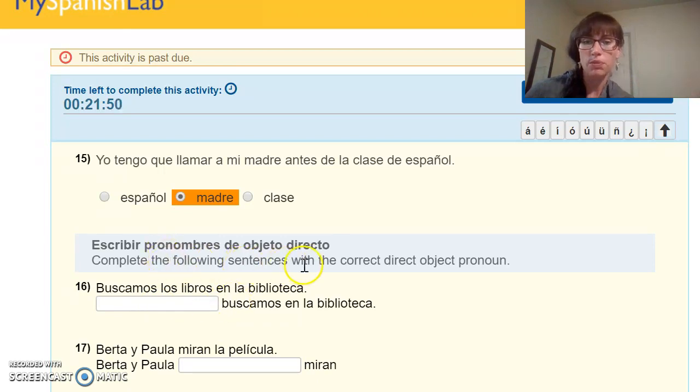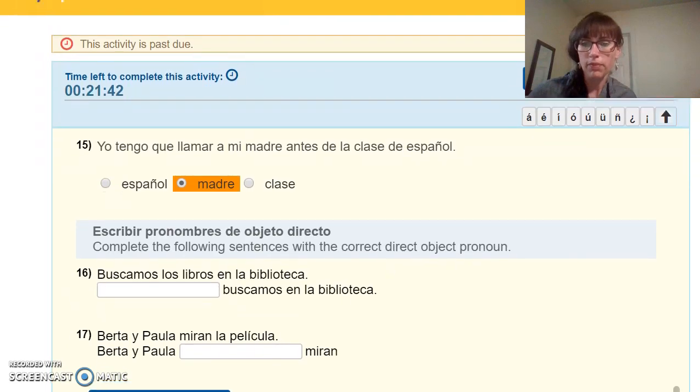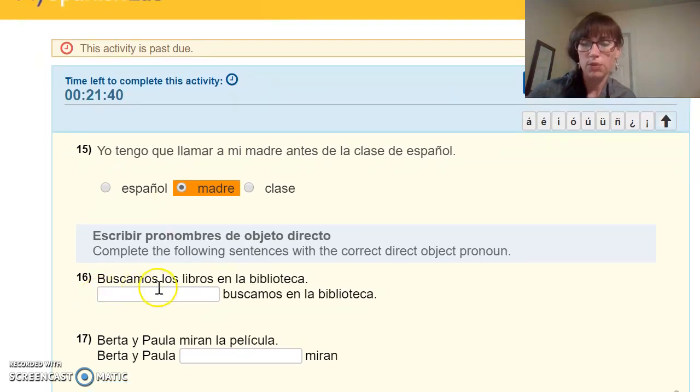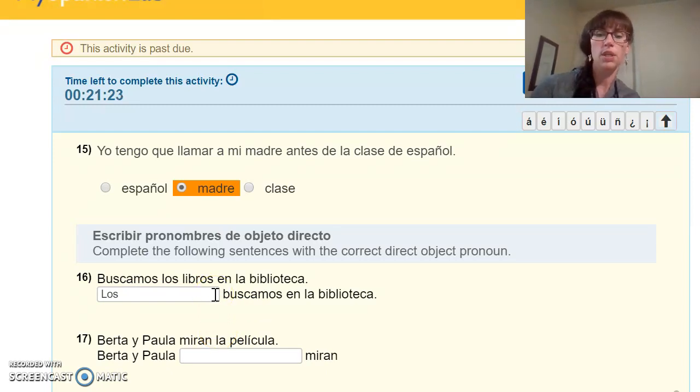Okay, and it says to complete the second sentence with the correct direct object pronoun. So when we look at that sentence, buscamos, the verb is buscamos. So when we say who or what are we looking for? Buscamos los libros. So los libros is plural and masculine, so we're going to change it to los. Los buscamos en la biblioteca, replacing that noun, los libros, with the pronoun just los.